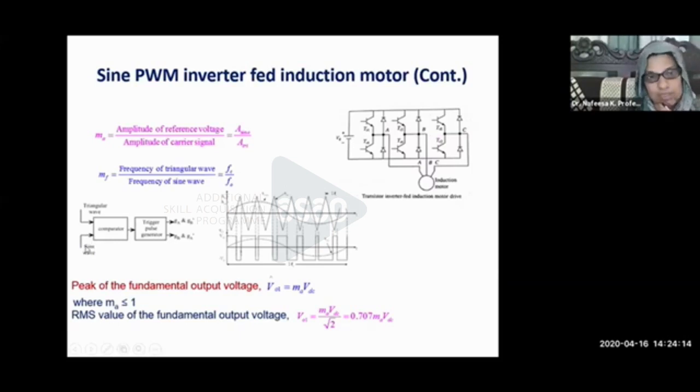So this control wave determines the output of the inverter. The output of the comparator is given to the triggering pulse generator, and these triggering pulses will be given to the thyristors, or in this case the transistor switches, for controlling the different switches in the inverter.